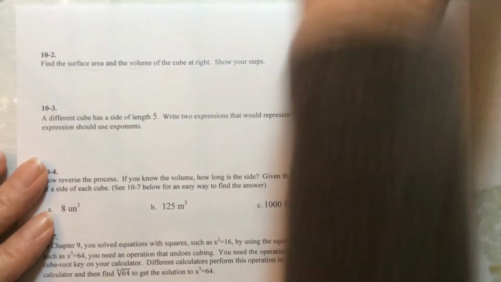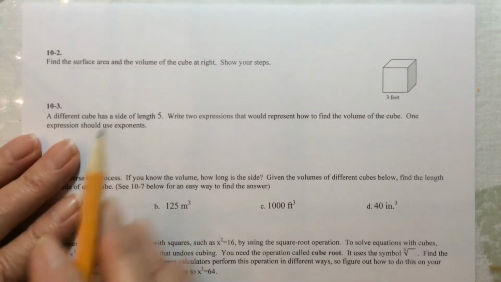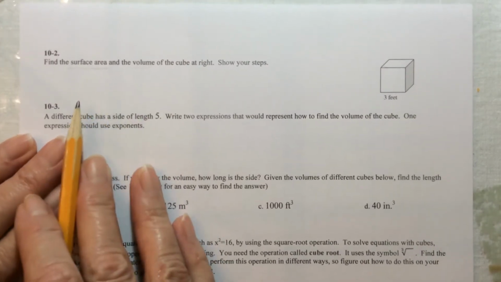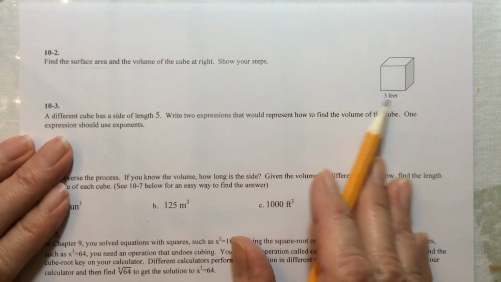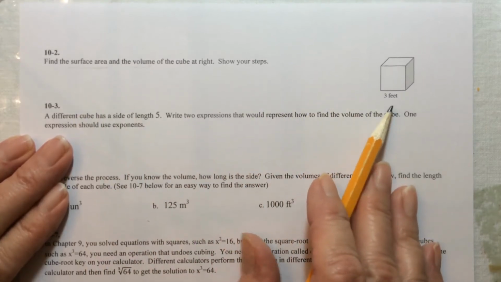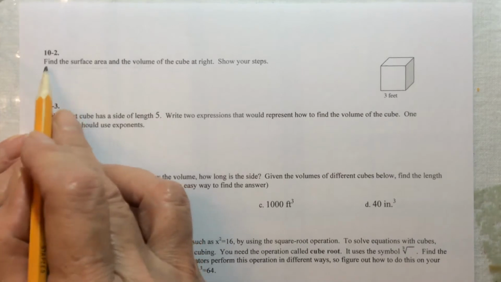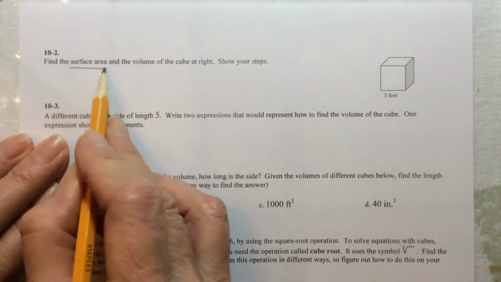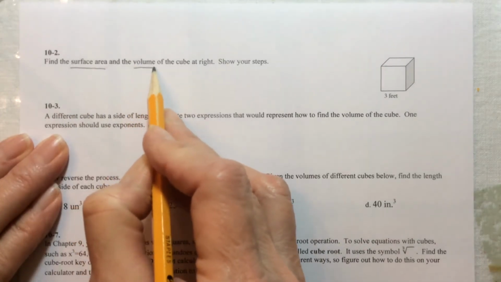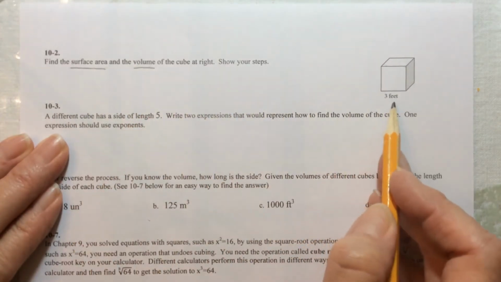But before we start that, we need to understand the concept of a cube. So to do that, we're going to start out by looking at a cube. It says in this first problem, 10-2, to find the surface area and the volume of the cube at right.